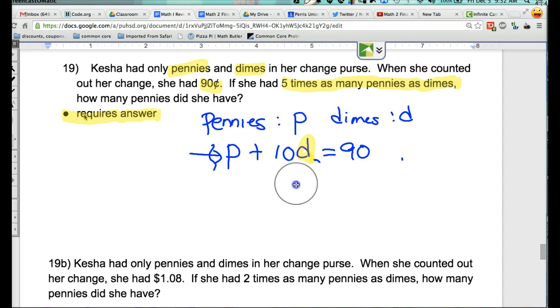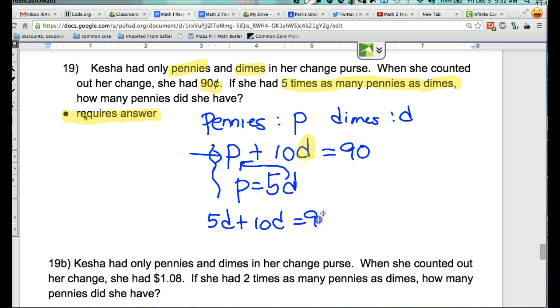The next thing to look at is that there are 5 times as many pennies as dimes, so we have more pennies. For each dime, there are going to be 5 pennies. So P is equal to 5D. Instead of P, we're just going to plug in the 5D. So that would be 5D plus 10D, which is 15D, and that equals 90.